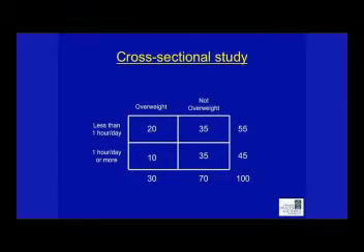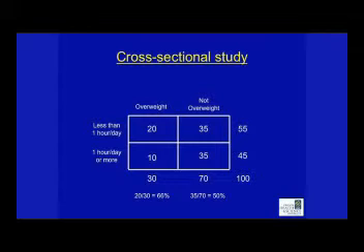Here's our calculation. We ask ourselves, what proportion or what percentage of the study participants who were overweight exercised less than an hour a day? Remember, our exposure is low exercise. So we take the 20 and we divide it by the total. And we find that 20 divided by 30, 66%, or 2/3 of those who were overweight were getting low exercise.